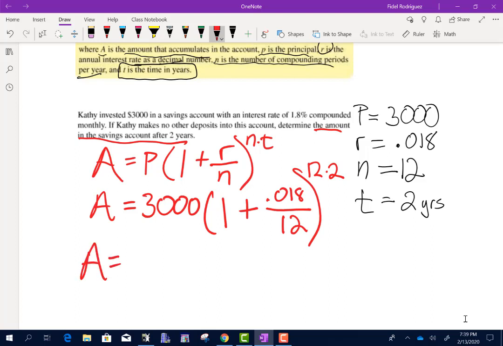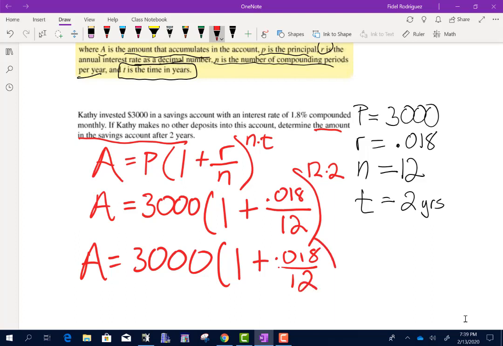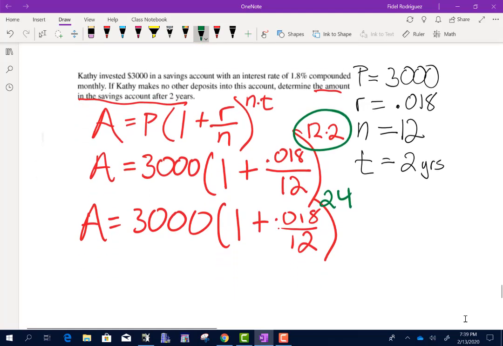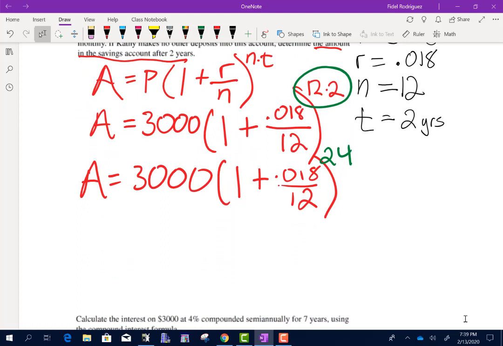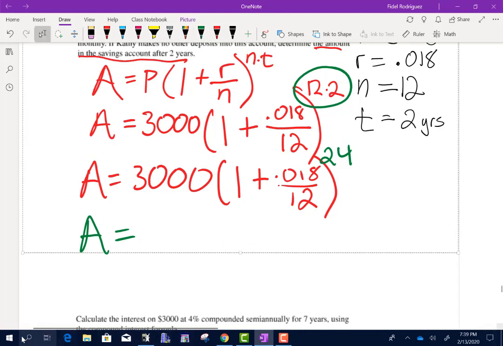I'm going to do the same thing we did before. You notice I'm copying everything down the same. 12 times 2 is 24. Now, the reason why I'm not really doing much else here is because this is a straight plug and chug type problem. So first thing I'm going to do, let me grab my calculator.